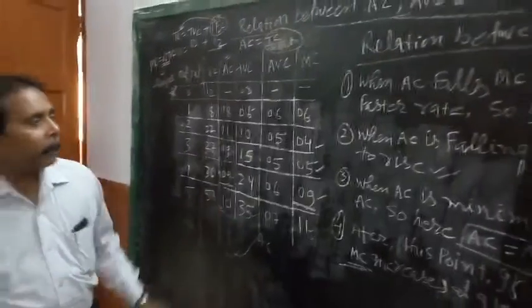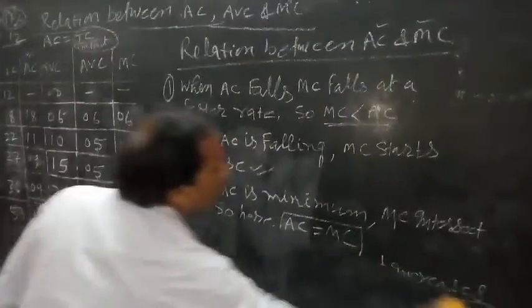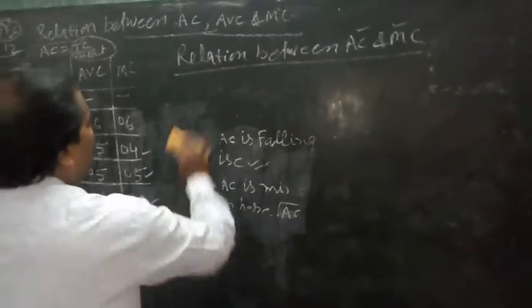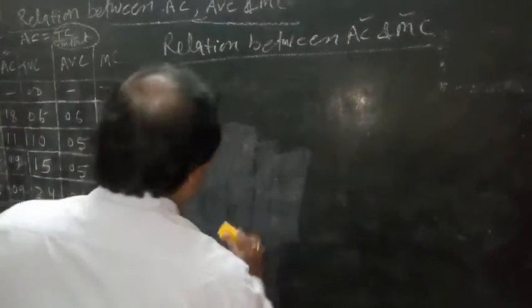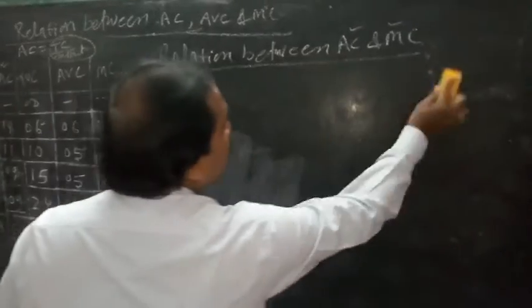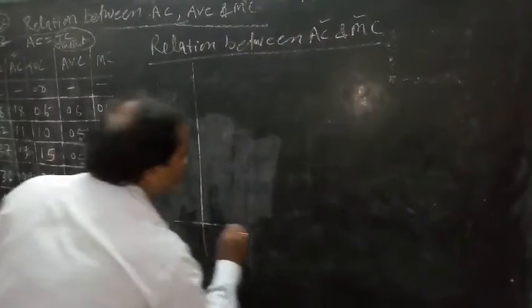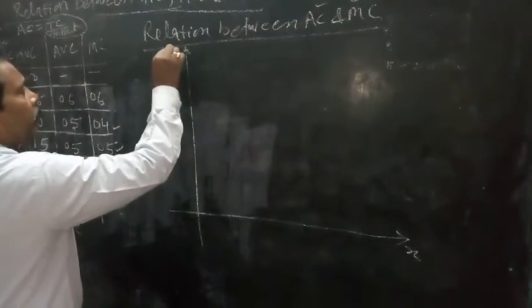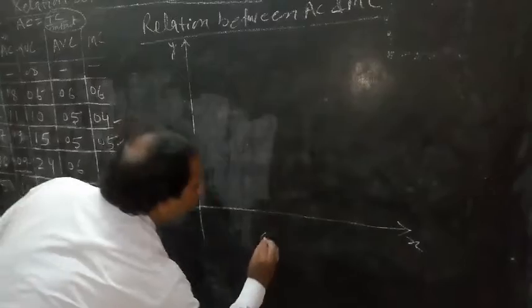Is it clear? Now come to the diagrammatical presentation. On the y-axis, we will take the AC and MC, and on the x-axis, we will take the output. So this is the x-axis, this is our y-axis, it is our output.